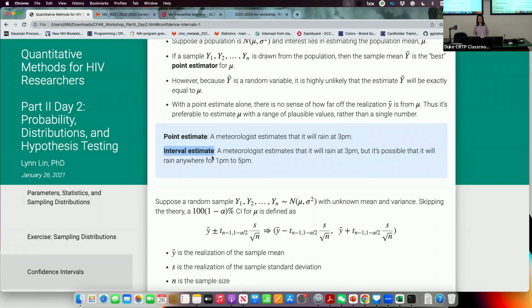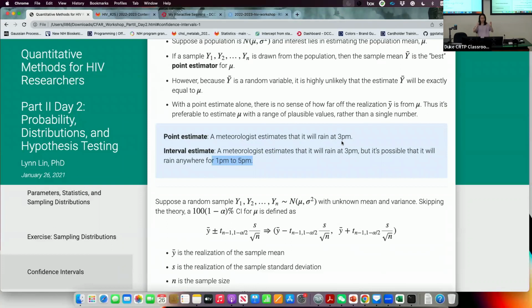Say the interval that these people provide is that it will rain any time between 1 p.m. to 5 p.m. And another procedure says the rain is going to occur from 2 p.m. to 4 p.m. So which interval do you prefer or contains more information? What do you think? One is from 1 to 5 p.m., the other is from 2 to 4 p.m. Smaller, yeah, you want the interval to be as small as possible.